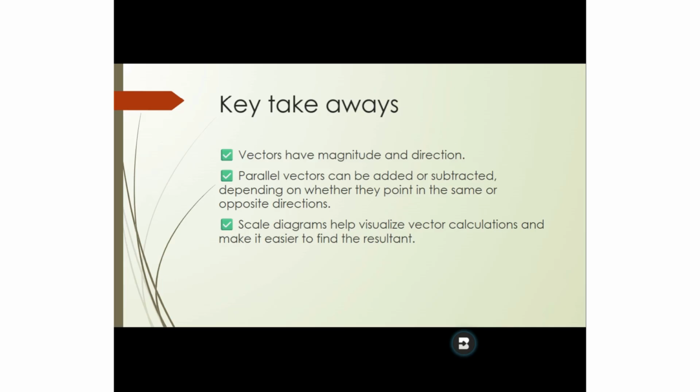Before we wrap up today, here are some key takeaways. Vectors have magnitude and direction. We denote them with an arrow, and the length of the arrow tells us the magnitude of the vector. Parallel vectors can be added or subtracted depending on whether they point in the same direction or in opposite directions. And vector scale diagrams, force scale diagrams, are used to help us visualize vector calculations and make it easier for us to find the resultant.